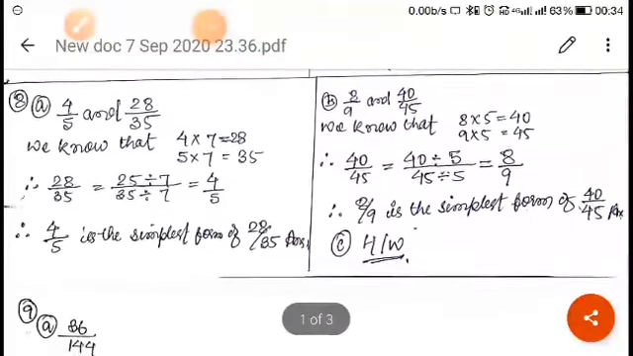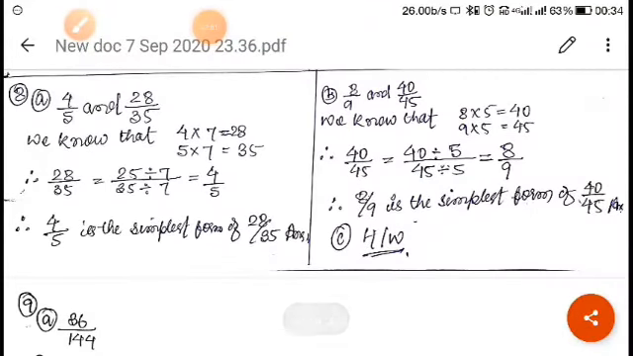Now next is question number 8. Question number 8 is just a checking. We have to check whether the first fraction is the simplest form of the second fraction or not. So we will take the second fraction and find its prime factorization.